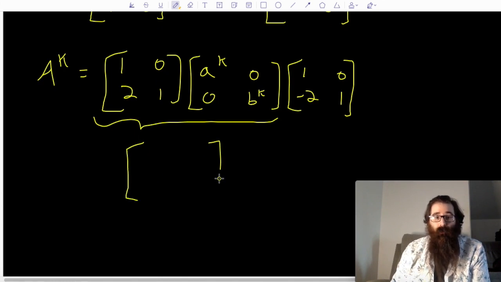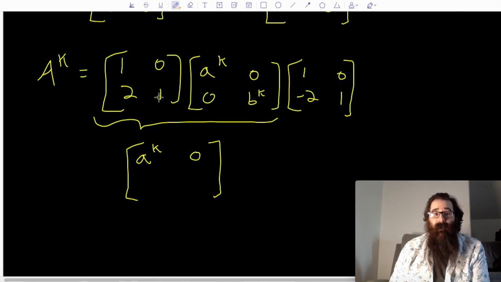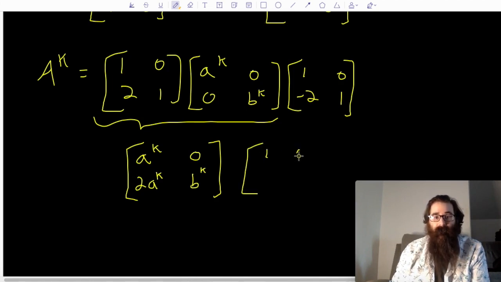And we'll do our row column rule with this. So first row, first column, 1 times A to the K plus 0 times 0 gives me A to the power of K. Sticking in this first row, but now moving to the second column, 1 times 0 plus 0 times B to the K gives me 0. We'll go to the second row, back to the first column though. 2 times A to the K plus 1 times 0 gives me 2A to the K. And second row, second column, 2 times 0 plus 1 times B to the K gives me B to the K. And then I still have to multiply this by P inverse.